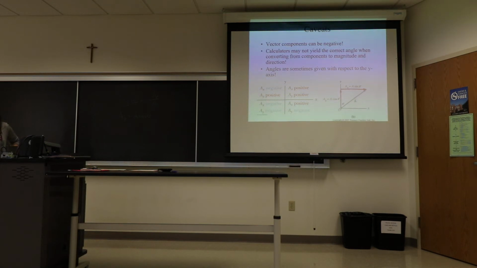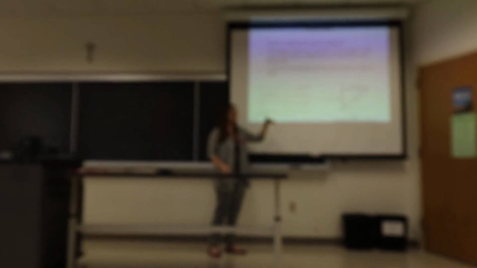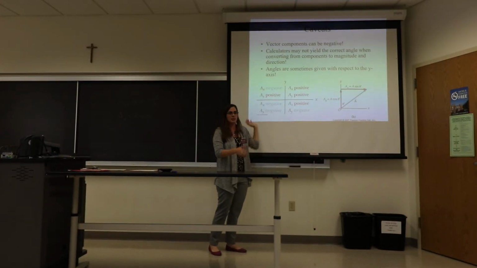Okay, so I said that the magnitude of the vector has to be positive, but components can be negative. We'll talk a little bit more about this when we talk about unit vectors and what those are, and it has to do with that. So your components can be negative, and depending on which quadrant you're in, it sets what's going to be positive or negative.